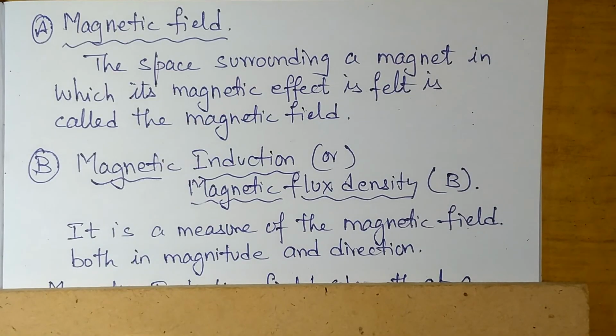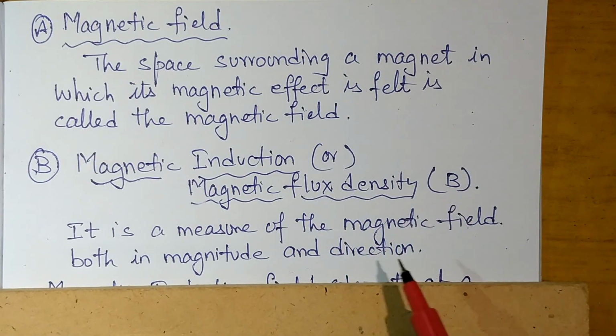Next physical quantity is magnetic induction or magnetic flux density. Let us read about magnetic flux density in the next topic. Now, what is magnetic induction? Magnetic induction is a process in which a magnetic material is magnetized when it is placed in a magnetic field.